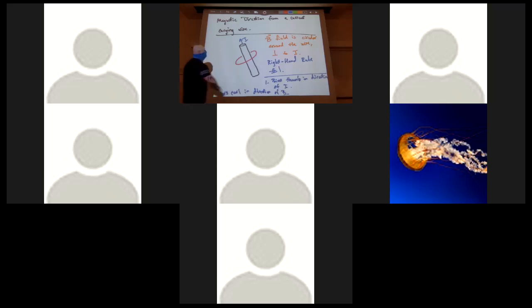So in this case, I put my thumb in the direction of the current, my fingers would then curl around in the direction of the magnetic field, which means in this case, my magnetic field would then point in this direction. This is the direction of my magnetic field. So at that point, what I was talking about, this point over here, it would then point in this direction. Okay. So let's do a couple more examples on the next page.